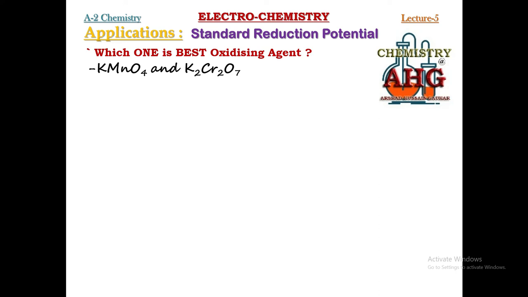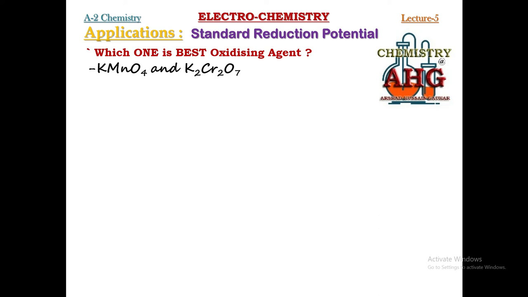Now the first compound is potassium manganate(VII) and the second compound is potassium dichromate(VI). So you can easily identify which one of these two is the best oxidizing agent. Which one of these two is the best oxidizing agent? You know very well potassium manganate(VII), KMnO4, is the best oxidizing agent.